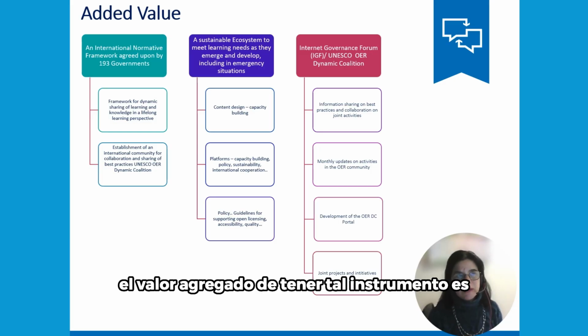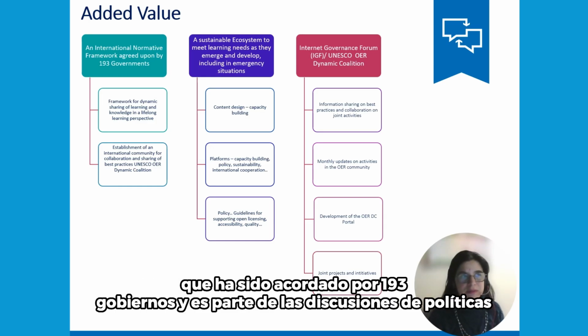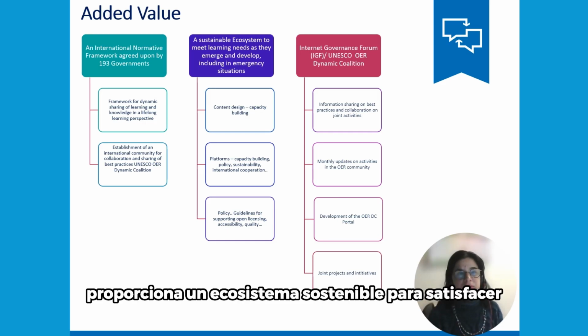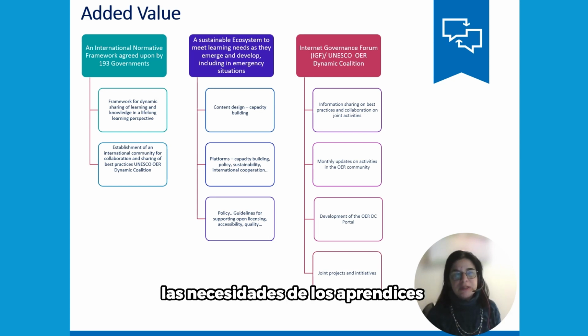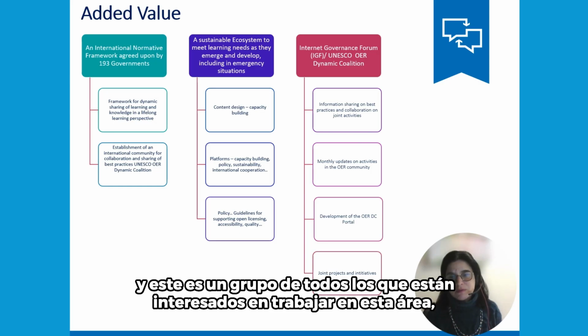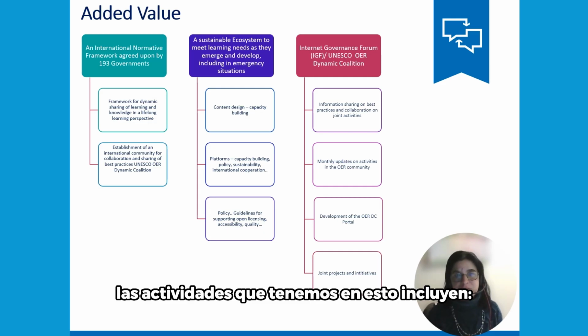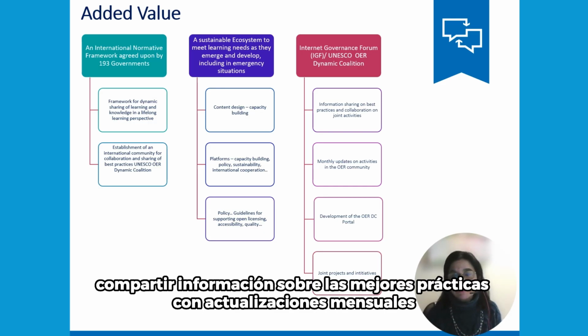The added value of having such an instrument is that it's an intergovernmental international normative framework that's been agreed upon by 193 governments, and it's part of the policy discussions at an intergovernmental UN level. It provides a sustainable ecosystem to meet learner needs, and behind it, we have formed an Internet Governance Forum dynamic coalition on OER, and this is a group of everybody that is interested in working in this area, implementing the recommendation. The activities that we have in this include information sharing on best practices. We have monthly updates, the development of a portal, and joint projects and initiatives.